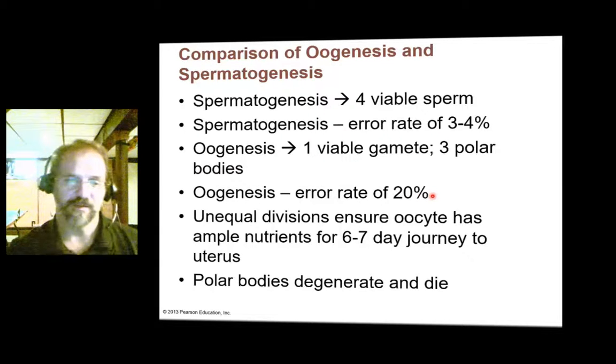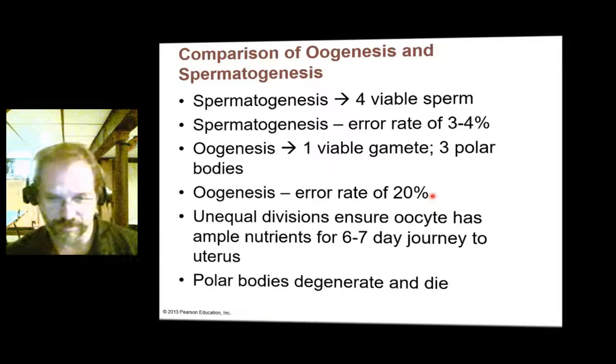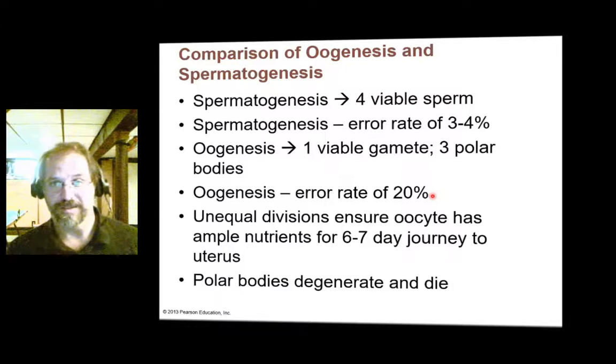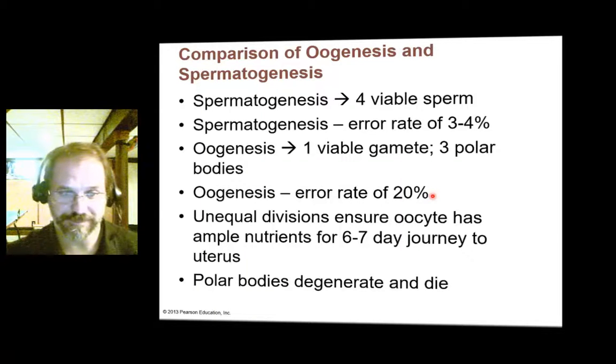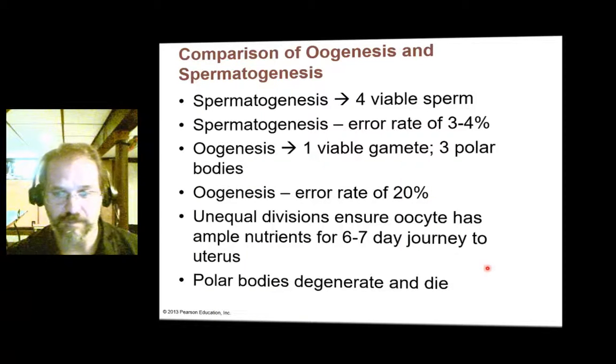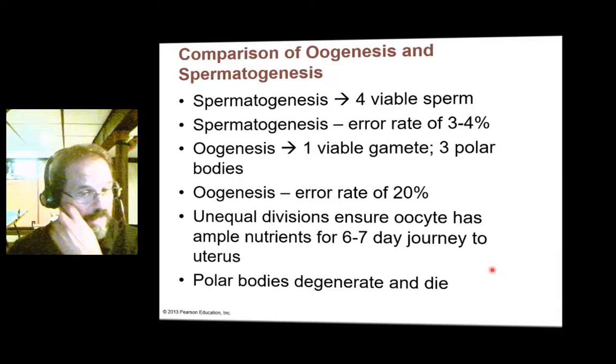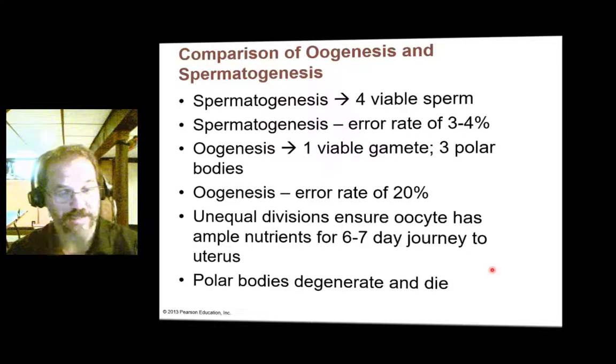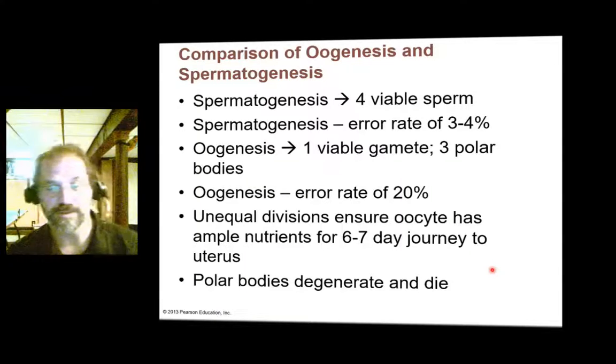Now it says here the error rate for oogenesis is 20%, but that really takes into account all oogenesis of all ages. The error rate goes up much, much, much higher in women after 40. And the polar bodies in females aren't thought to contribute anything to the process. They just degenerate, which is different in, say, plants that do this sort of thing. The polar bodies frequently are maintained and function in nourishment of the endosperm, which is what we eat as fruit.